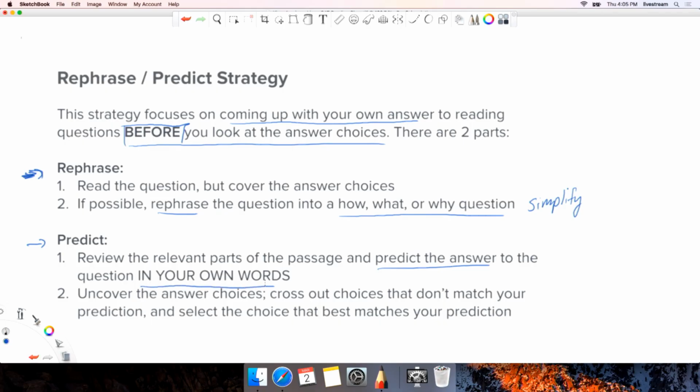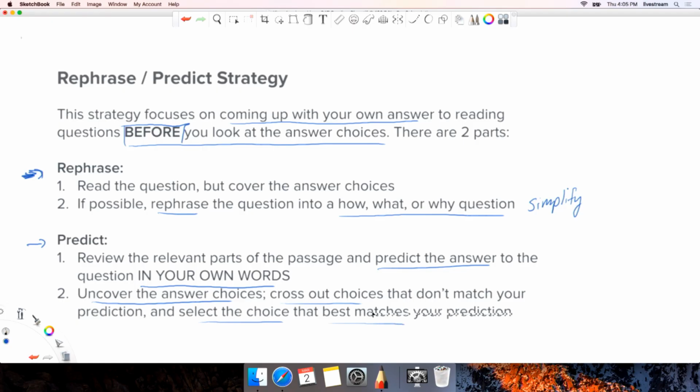And so if the question is asking the author's purpose in paragraph 2, you would actually say in your own words, well, I think it was to introduce amphibians as a relevant population for this biological study. So you would say something in your own words to answer the question. Then and only then would you uncover the answer choices and start crossing out the choices that don't match your prediction and select the choice that best matches.